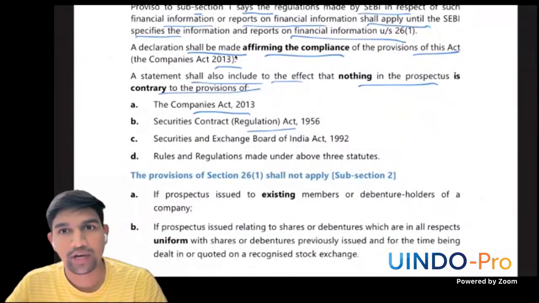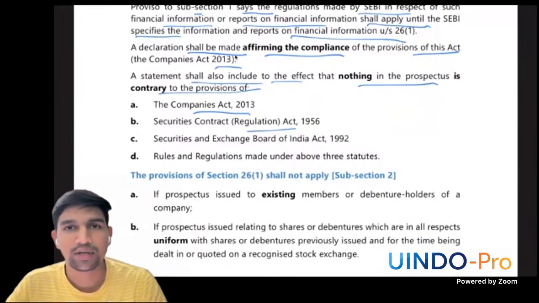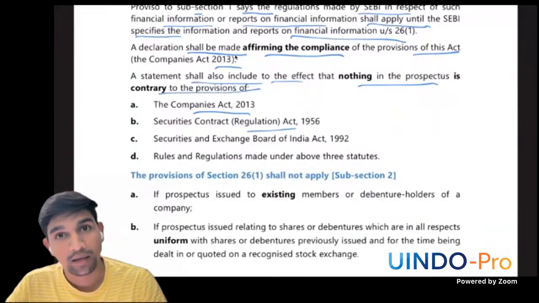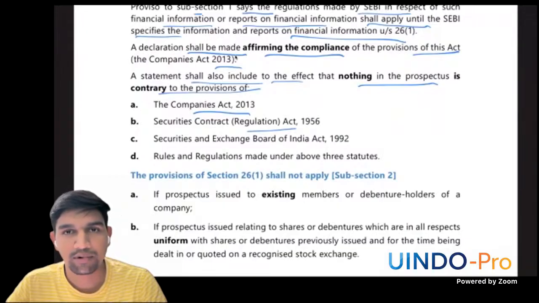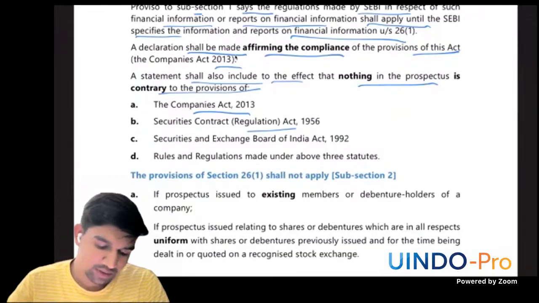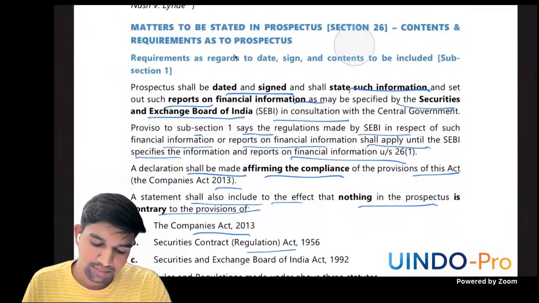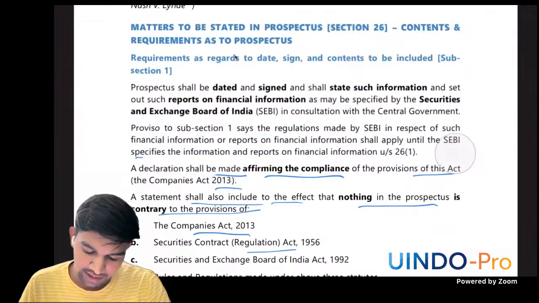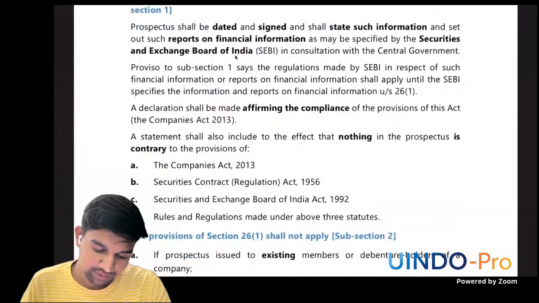In previous sessions, we have learned Sections 23, 24, and 25 of the Companies Act 2013, which are related to the types of prospectus, the powers of SEBI, and Section 25 deals with the prospectus. Now we are going to learn the incidental matters to be stated in the prospectus in Section 26 of the Companies Act 2013.